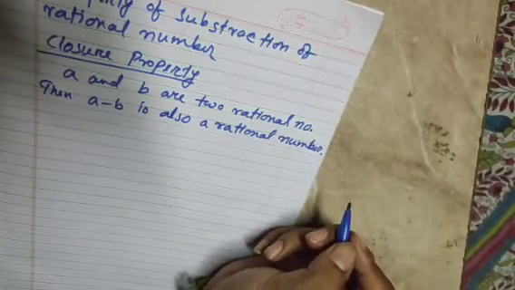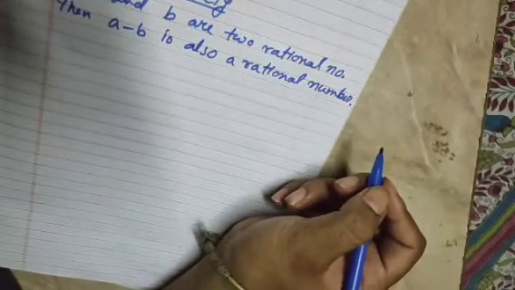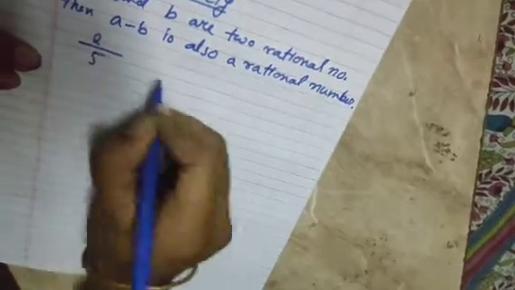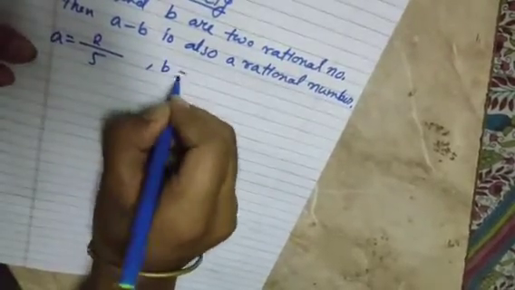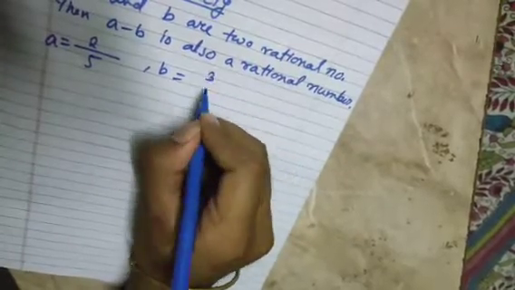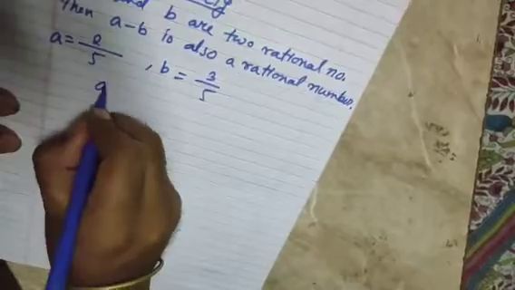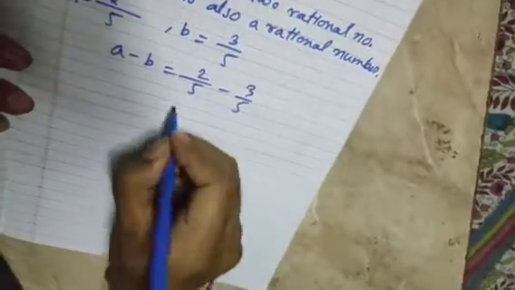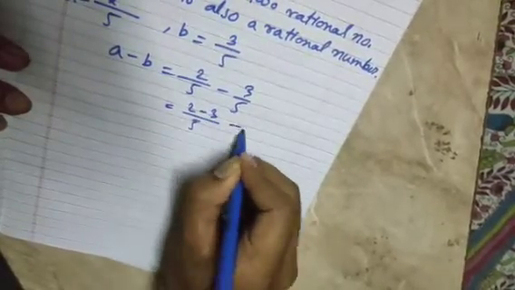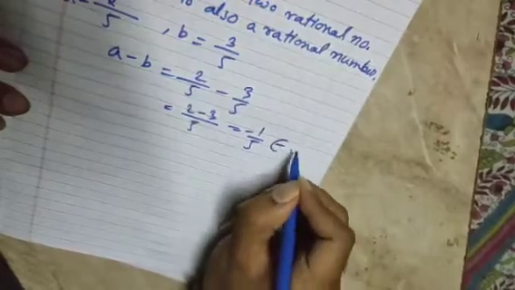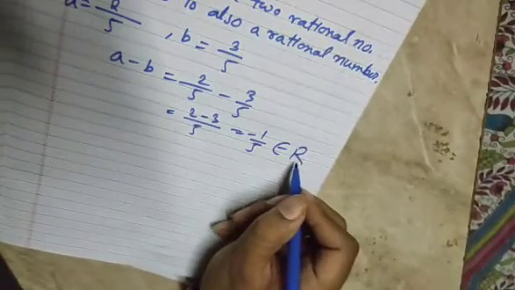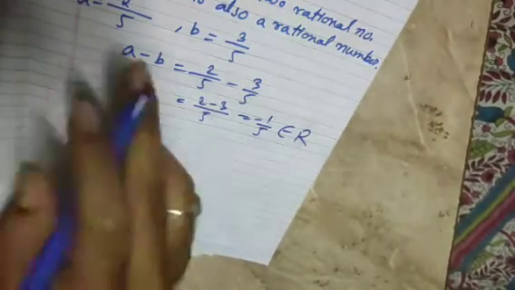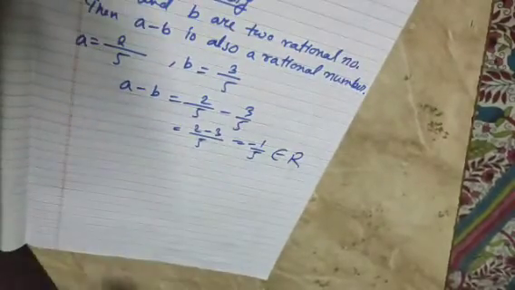Okay, so for this consider a common example, suppose a equal to 2 by 5 and b equal to 3 by 5. When we subtract a minus b, so 2 by 5 minus 3 by 5, this time you will get 5 as the LCM, 2 minus 3, or minus 1 by 5, which is also a rational number, where it belongs to R. So we can say that the closure property exists for subtraction of two rational numbers. Okay.